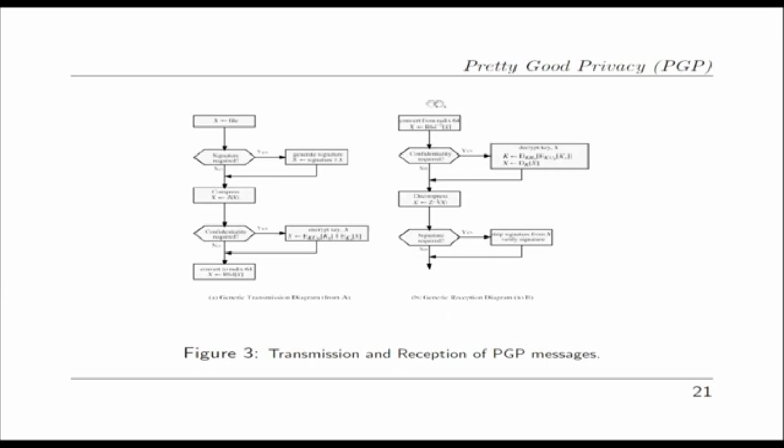So, what is the recipient doing? The recipient gets this ASCII and converts it from ASCII to binary by radix 64, the reverse. Then, if confidentiality was used, the recipient decrypts it, and then applies the decompression, Z inverse, and checks whether it was signed. If it is signed, then the signature is checked, otherwise this is the file X which was sent.